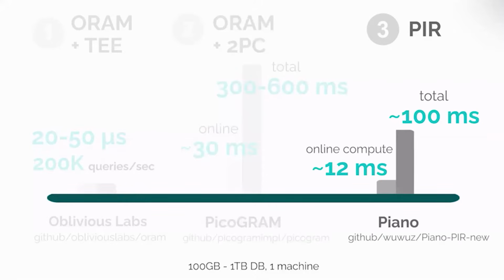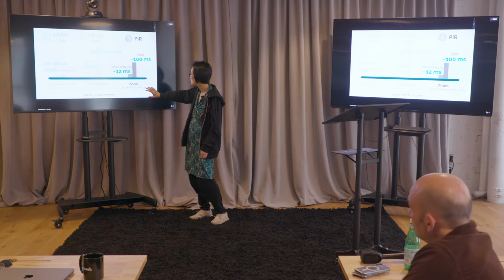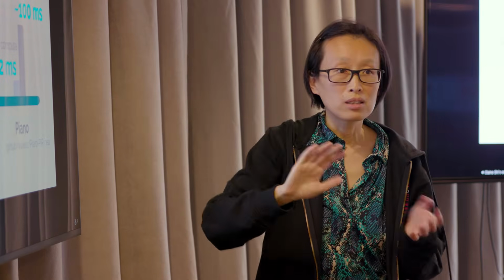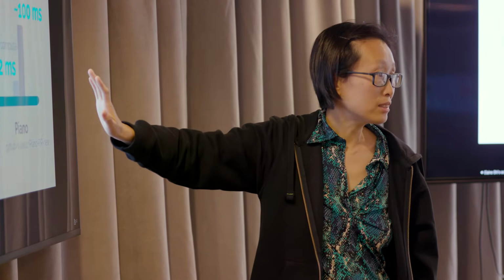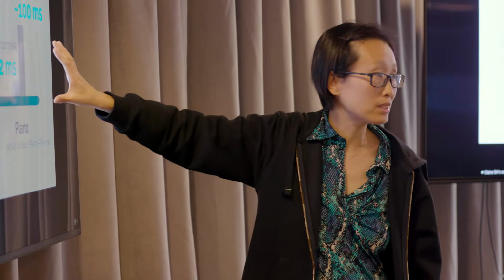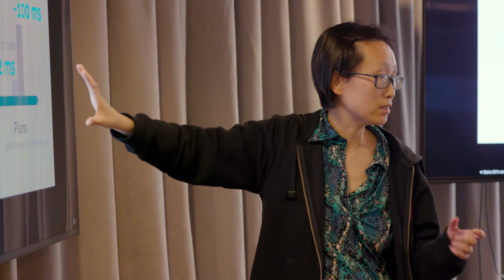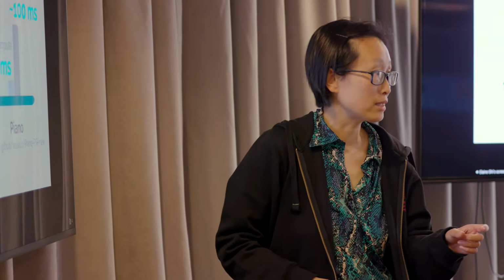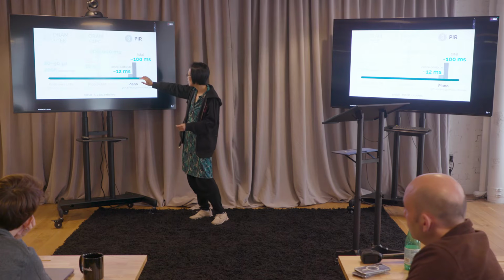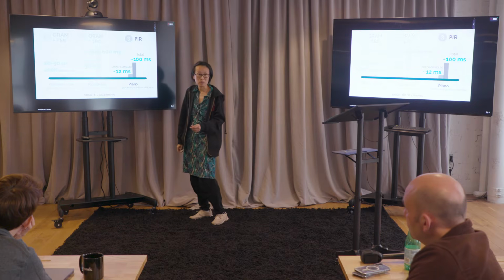And then PIR, the state-of-the-art is Piano, and I think Lin also has a paper. Maybe it has some slight improvement over these numbers. But I think all of this in the ballpark is the state-of-the-art. So this is really just dominated by the network latency. You are looking at total online latency about 100 milliseconds. But out of which, in this experiment, 60 milliseconds is just the ping latency, the time it takes to even just send 0 bytes. So basically, the compute is only like 12 milliseconds per query online.